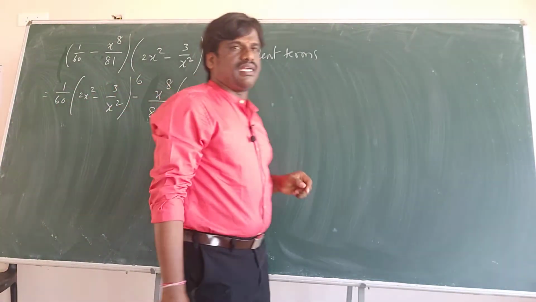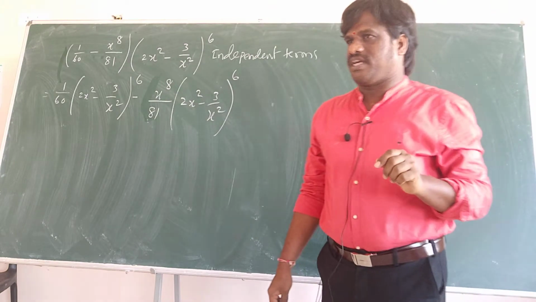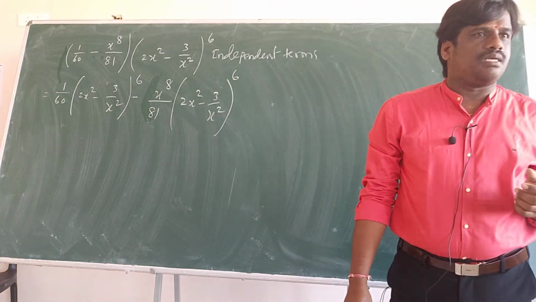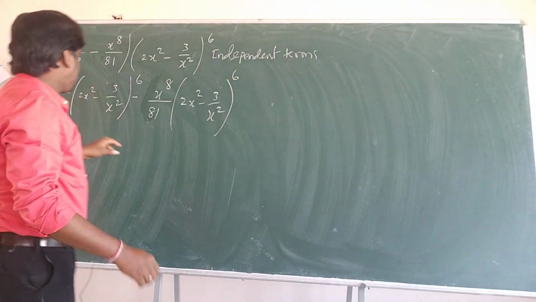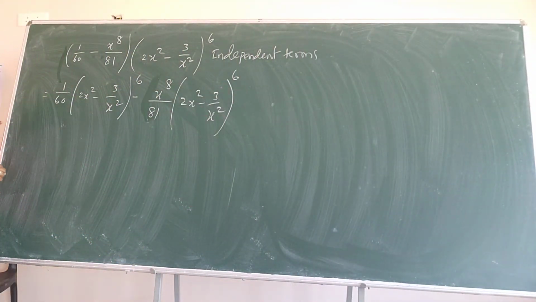Now, independent term means what? x^0. We have to find x^0. Independent coefficient means x^0. So what we do here right now, I will take the general term here. The general term is T(r+1), that is equal to T(r1) I will take, because you have both sides. So once I will take r1, once I will take r2.